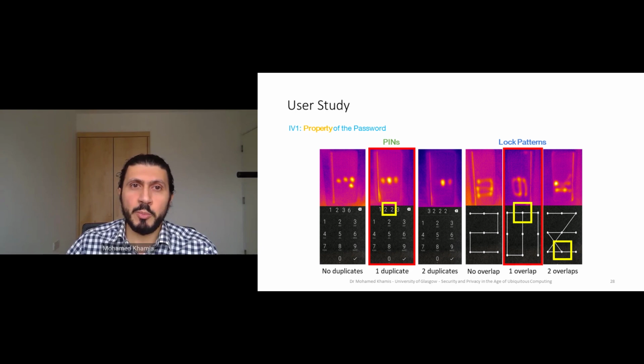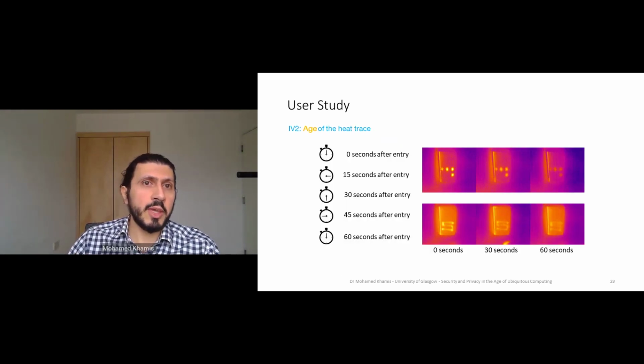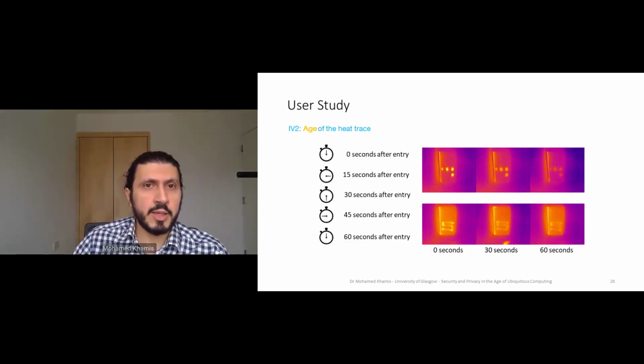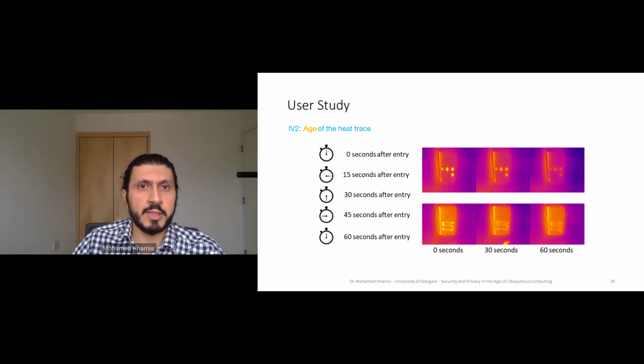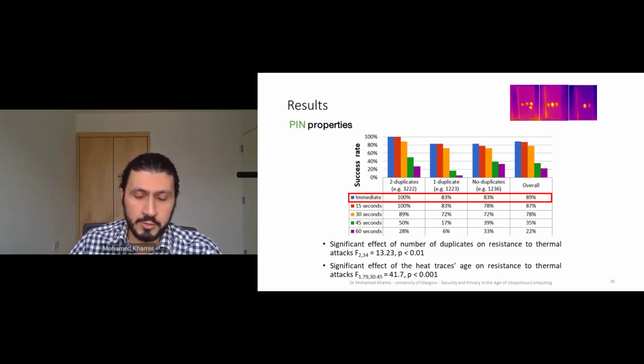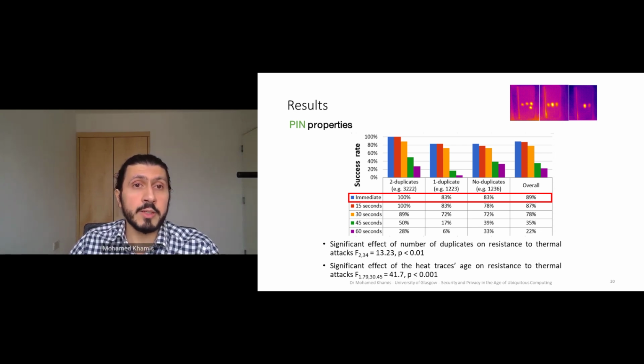And then when we looked into lock patterns, we found that if you have some overlaps in your lock patterns, they become harder to attack, because then it becomes harder to identify the direction of the input. And then when we looked into the age of the heat trace, we tried to take thermal images at different timestamps, and this revealed that attacks could be performed even 60 seconds after input has taken place. So if you've entered a password and left your computer or touch screen for any reason, up to 60 seconds later somebody could come in with a thermal camera and find out what you have typed.